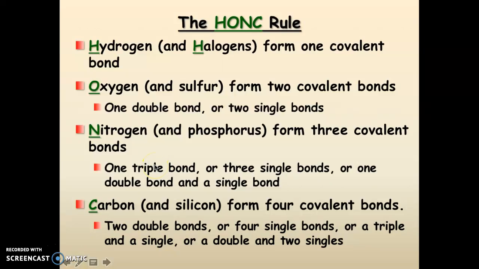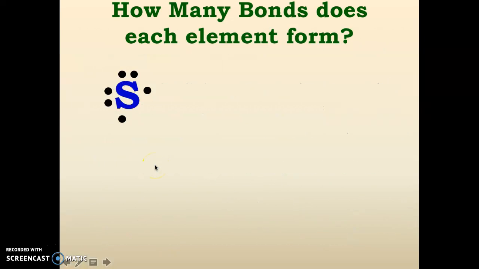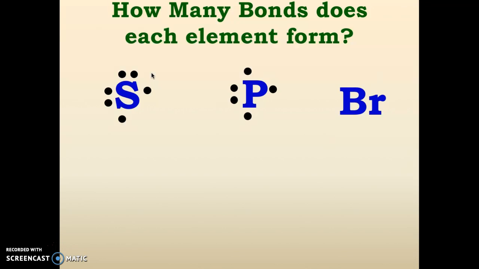Carbon group forms 4. Okay, so sulfur is in the oxygen group. It has 2 unpaired electrons. It forms 2 bonds. Phosphorus is in the nitrogen group. It has 3 unpaired electrons. Therefore, it forms 3 bonds. Bromine is in the halogen group. It has 1 unpaired electron. Therefore, it forms 1 bond.